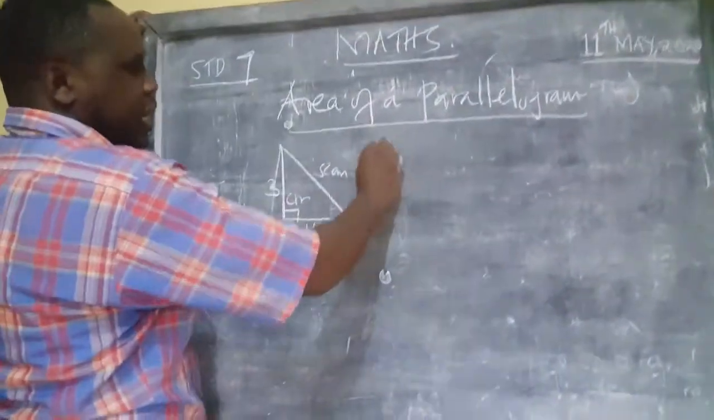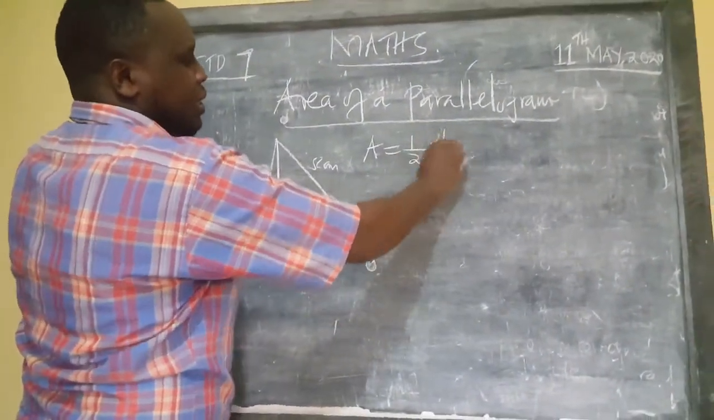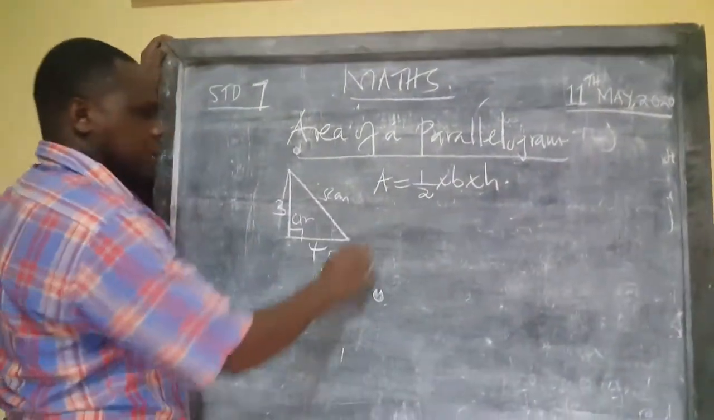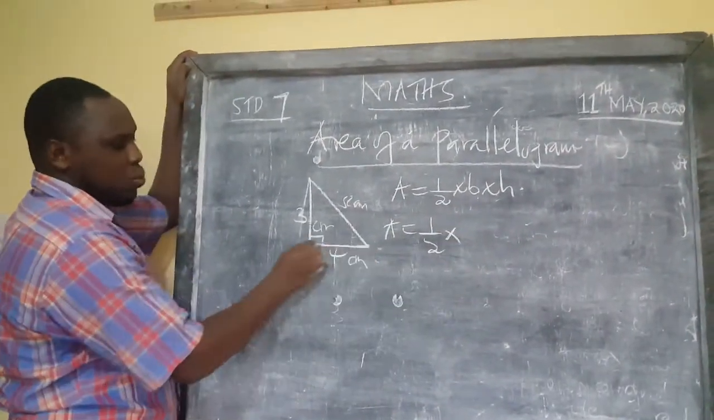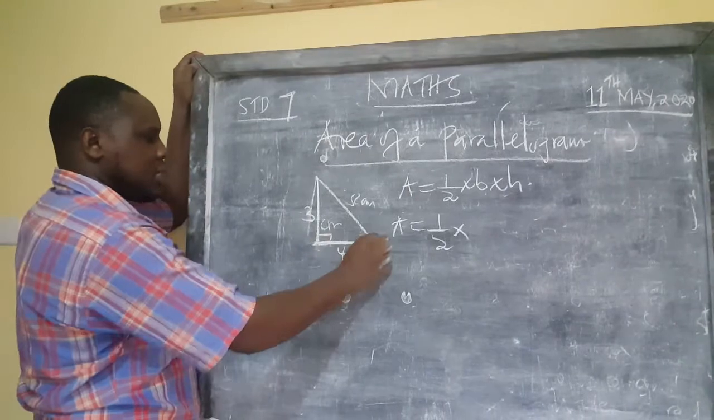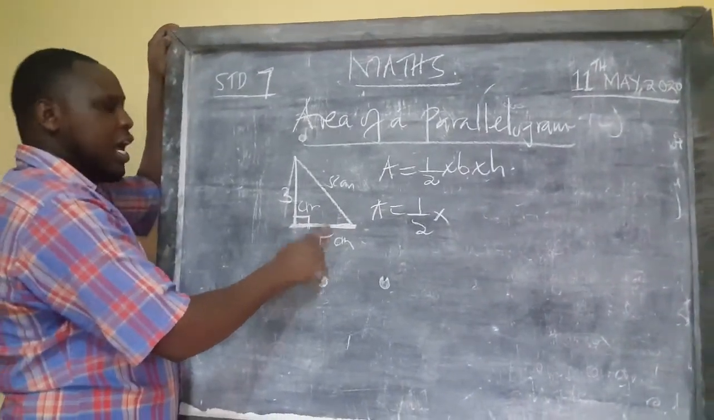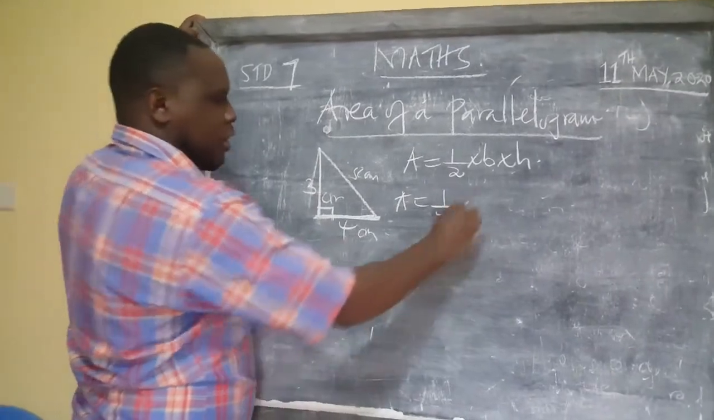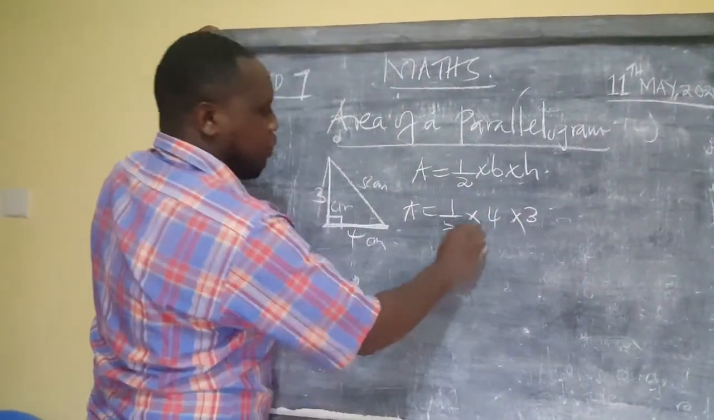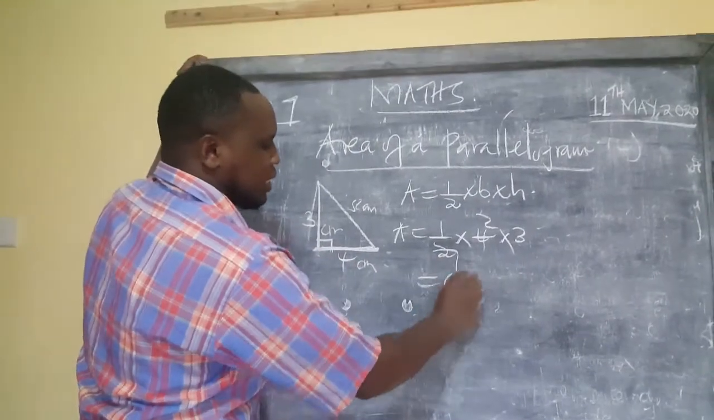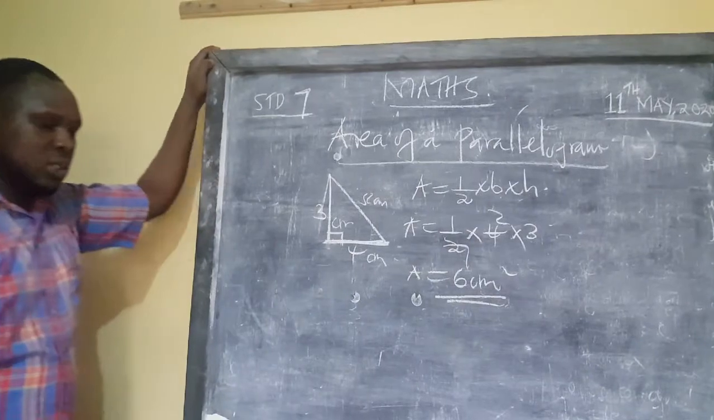So the area will be equal to a half times base times height. So area will be equal to a half. What is the base? The base is this one here, where the two lines meet to form a right angle. This is what we call the base, and this is the height. So the base is 4 centimeters and the height is 3 centimeters. This will give you 6 centimeters squared. So the area will be equal to 6 centimeters squared.